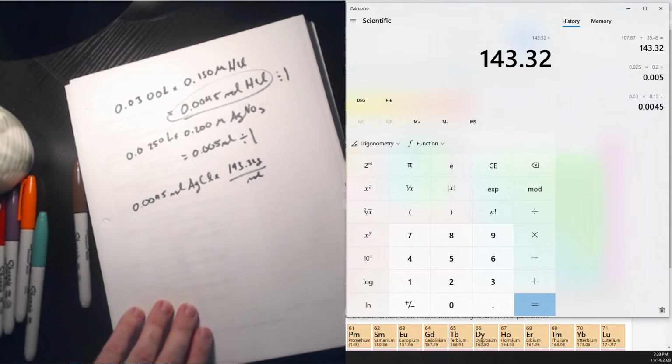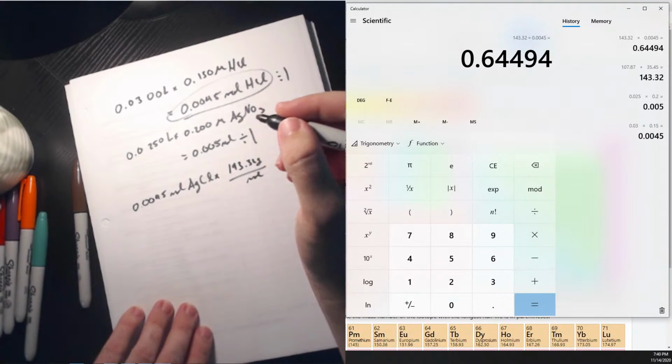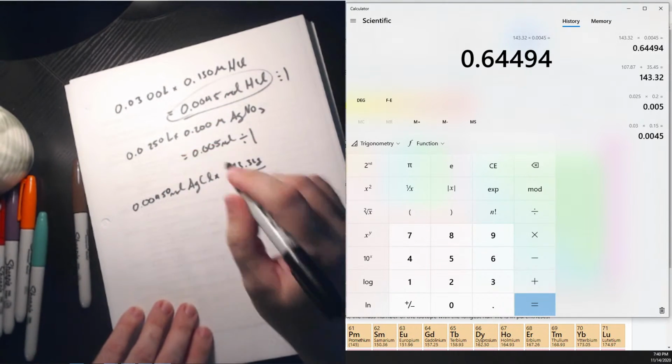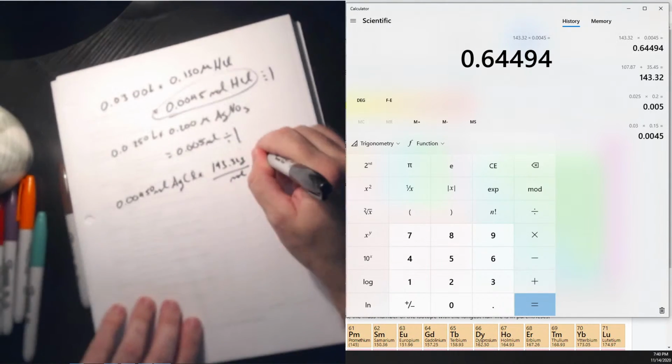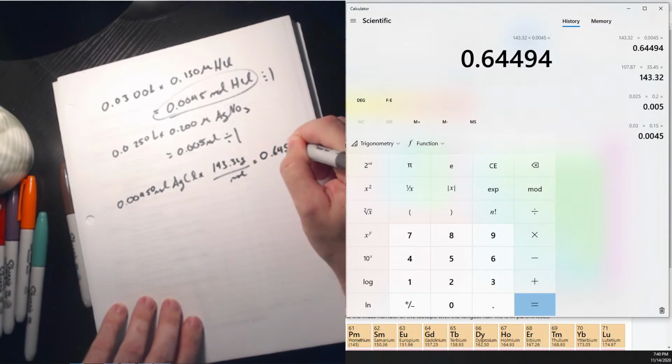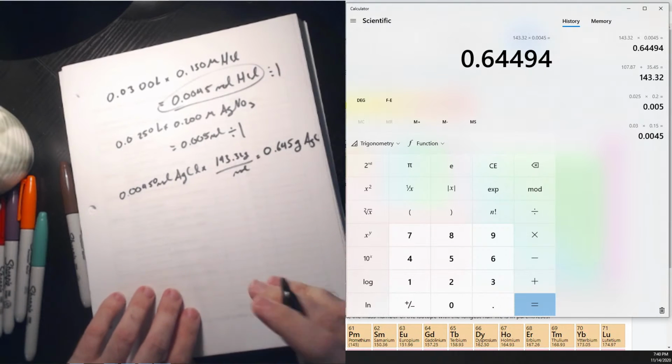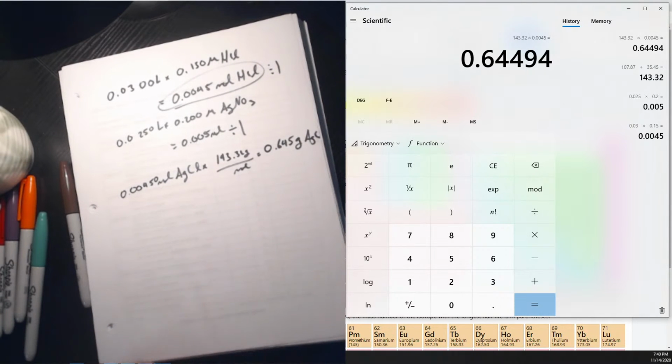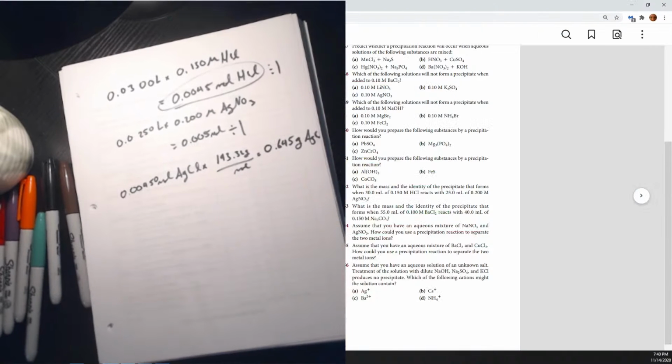So times 0.0045. Well, technically, it's 3 sig figs. So equals 0.645 grams of silver chloride. Okay. So perfectly standard stoich problem. And that was problem 52.